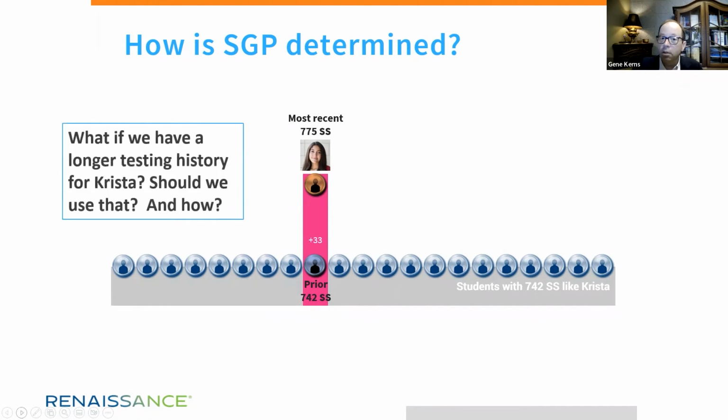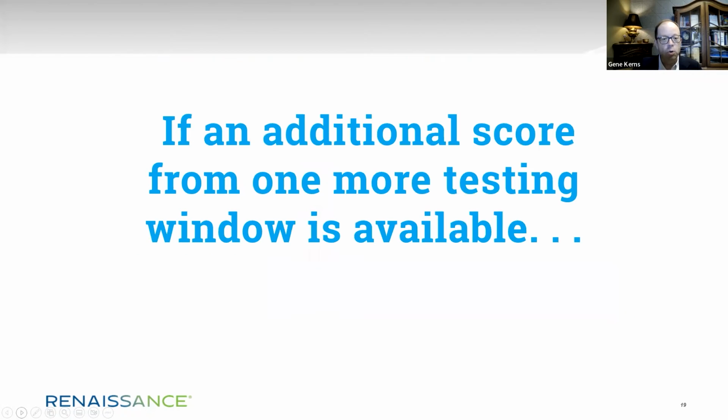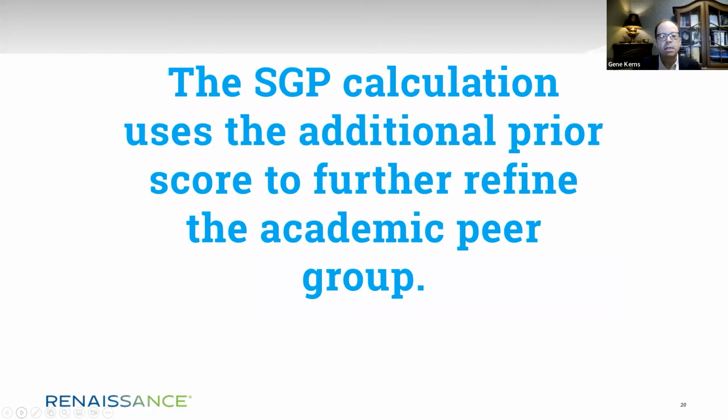But what if we have a longer testing history for Krista? Should we use that, and how? Well, here is how the SGP model uses second prior test scores. If an additional score from one more testing window is available, then the SGP calculation uses that to refine the student's peer group, not as their starting point. We're always calculating something about Krista's growth from fall to winter, but if we have a longer history for Krista, we can use that to refine her peer group.